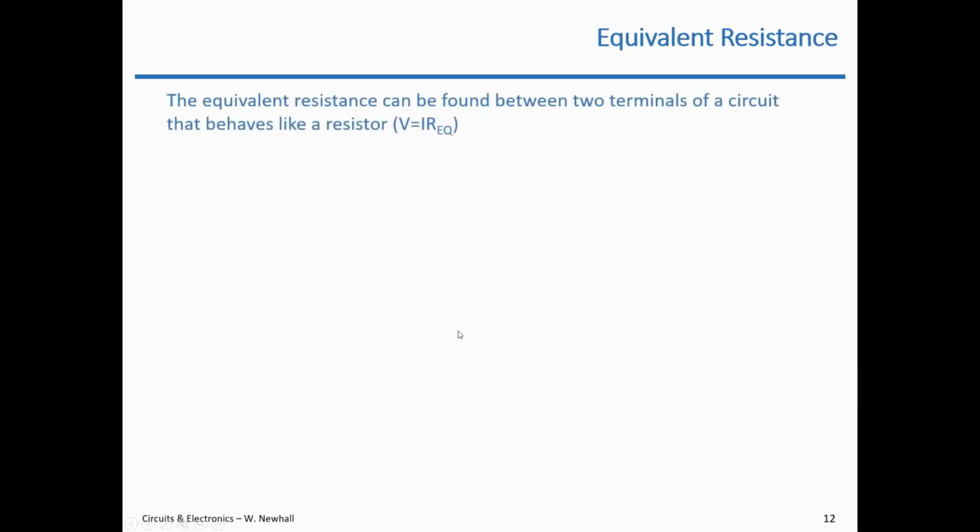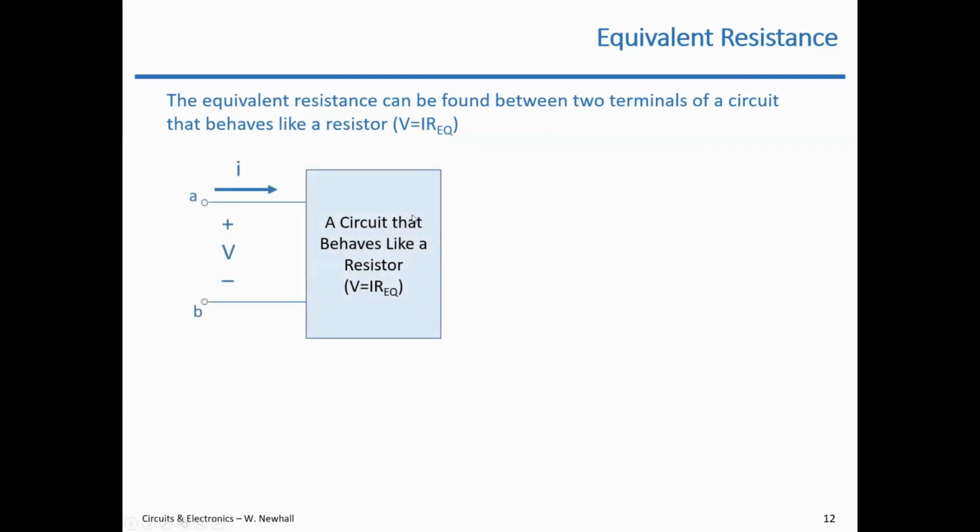Okay, so there are many cases when you would like to know an equivalent resistance. Either you have many resistors in a circuit and you want to combine those into a single equivalent resistance, or you have a circuit with many different circuit elements, not just resistors, but that circuit behaves like a resistor. In other words, it behaves like Ohm's law.